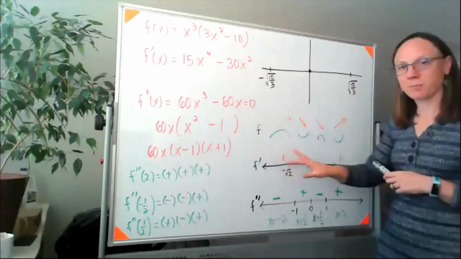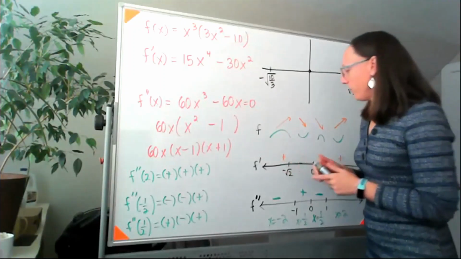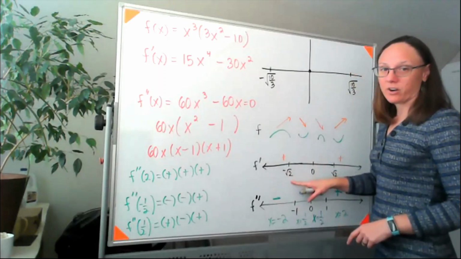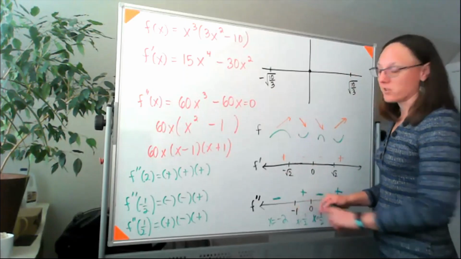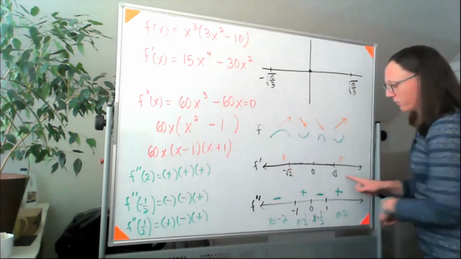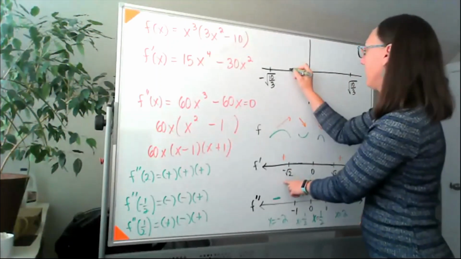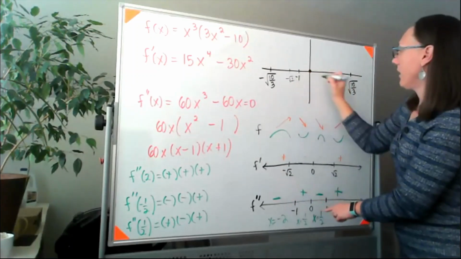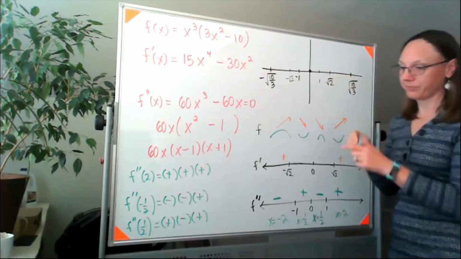Now we're going to sprinkle on the calculus. I know that something interesting is happening at negative square root of 2 and -1, and then again at +1 and positive square root of 2. So I'm just going to mark those on here: negative square root of 2, -1, 1, and square root of 2.